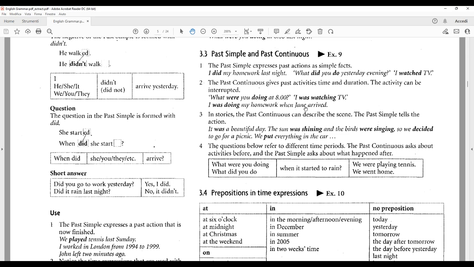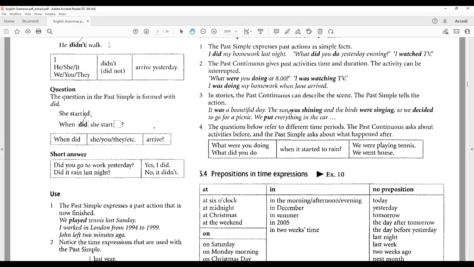I was doing my homework when Jane arrived. Un'altra volta. No? I was doing my homework when Jane arrived. Cioè, vi sto spiegando un'altra volta quello che io vi dicevo in inglese. The activity can be interrupted, cioè l'attività può essere interrotta con il past simple arrived.